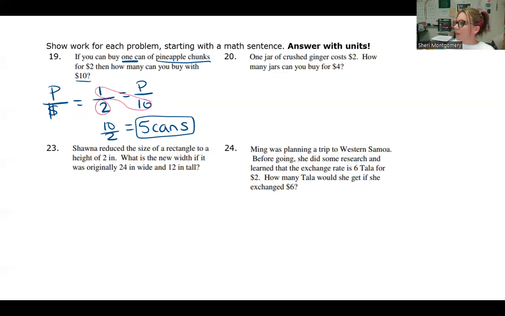The next question, I really wish you would put your phone away so that we can continue doing notes. Thank you. 1 jar of crushed ginger and $2. Okay, again, those of you that want to pass TSI, you have to define the relationship. So yes, we have ginger and we have money. It says 1 jar, so 1 jar of ginger and then $2. How many can you buy for $4? So dollars on the bottom. We want to find out how much ginger you can buy.